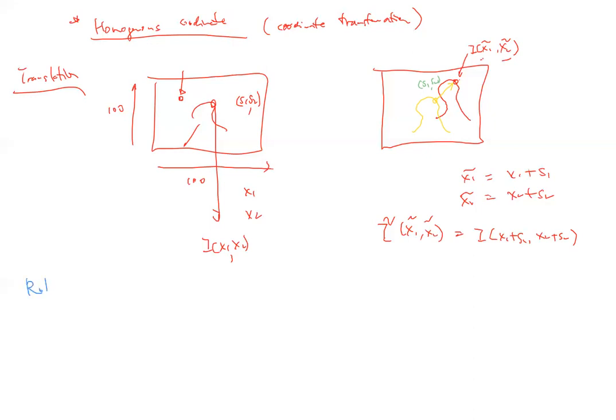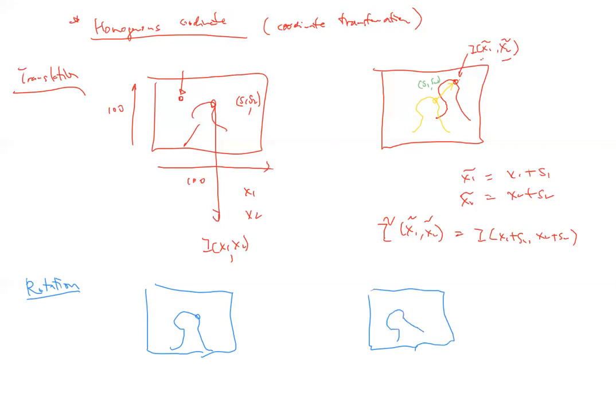Okay, rotation. So now if I have an image again, now I rotate it somehow. I have this point here, but I rotate by some degrees here. So the point moves to here. Maybe I rotate around the origin.